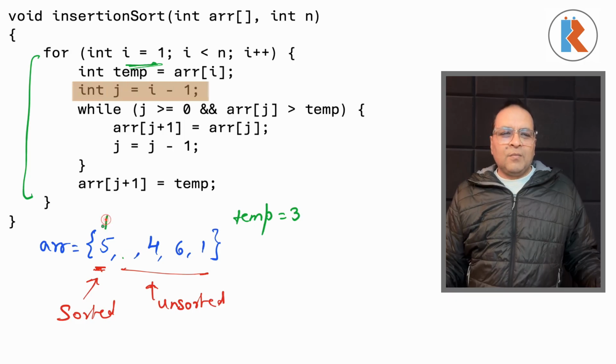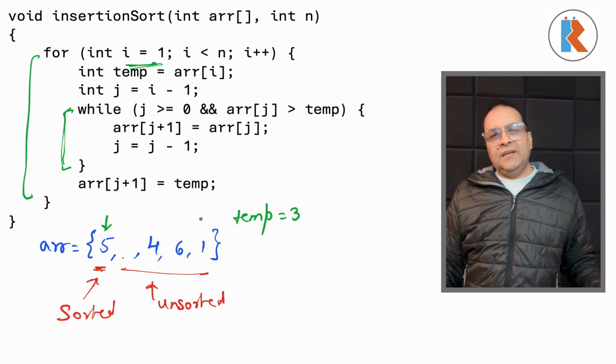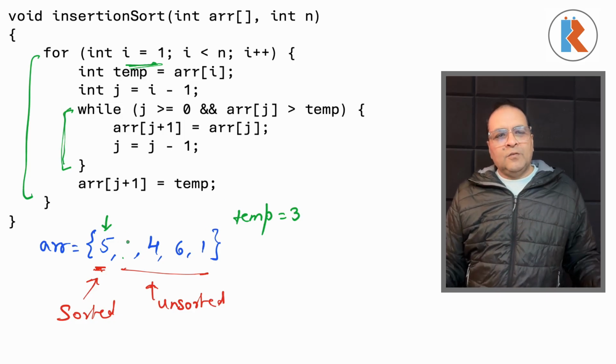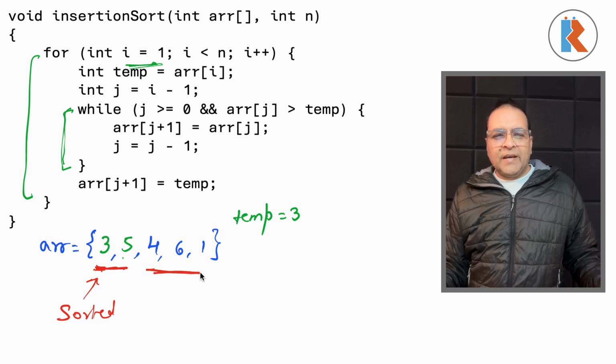j will start from i minus 1, which means j will start from this position. The inner while loop will shift all the elements which are greater than 3 one place forward. So 5 will be shifted here and the position of 5 becomes empty. At the end, when this while loop is over, 3 goes at the empty position. This is how the sorted part of the array increases and the unsorted part of the array decreases.